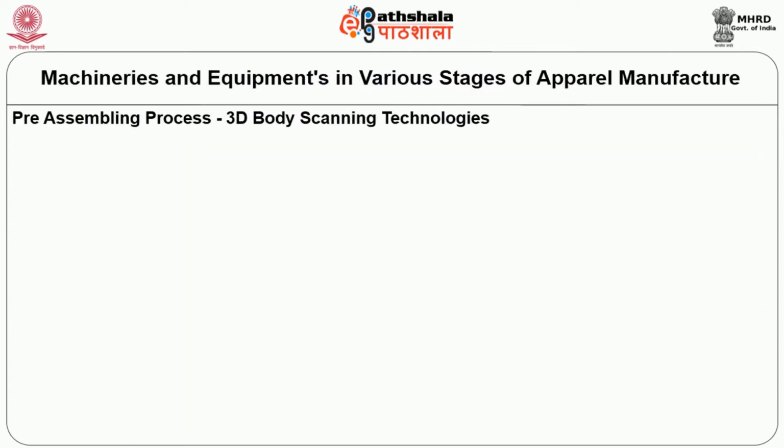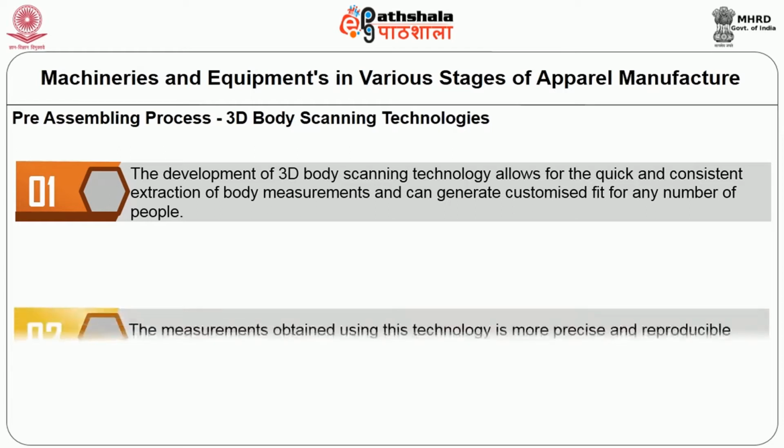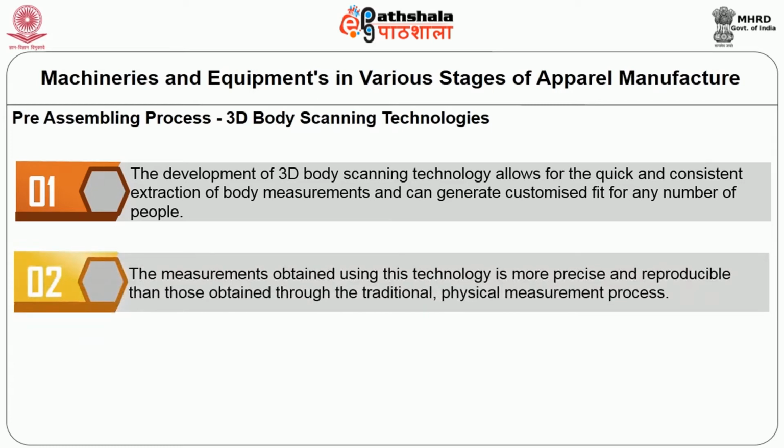So now let us have a look at the machineries and equipments in the pre-assembling process. So the first thing is the 3D body scanning technology. The development of 3D body scanning technology allows for the quick and consistent extraction of body measurements and can generate customized fit for any number of people. The measurements obtained using this technology are more precise and reproducible than those obtained through the traditional physical measurement process.